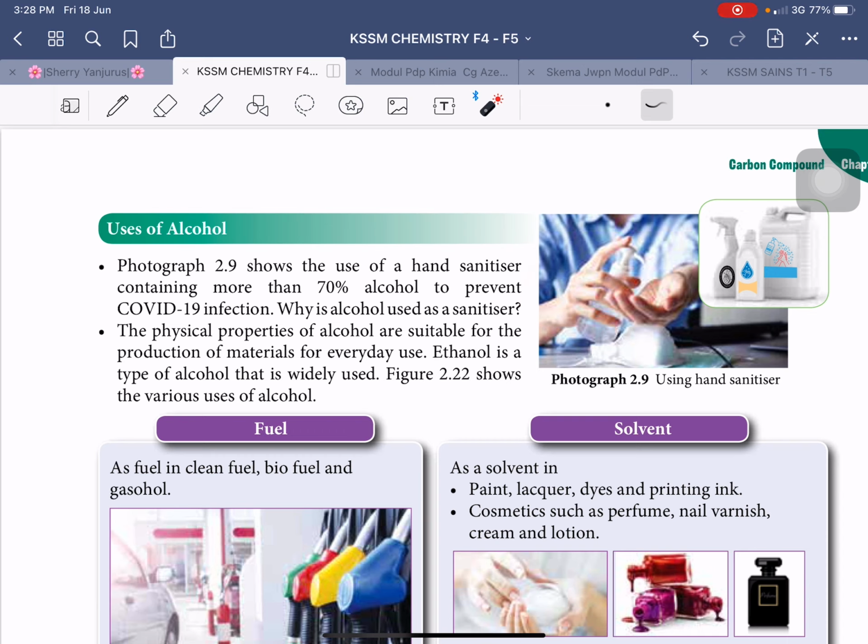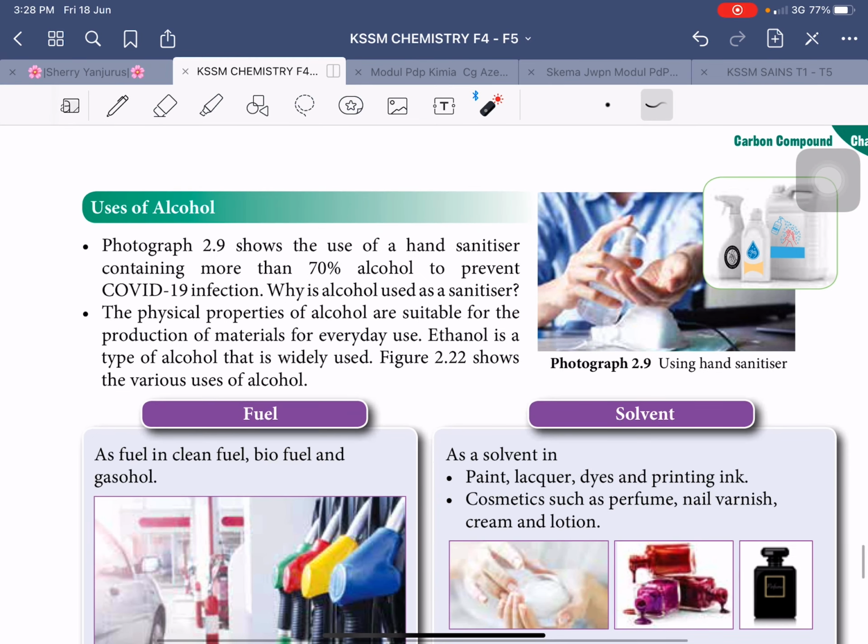This is hand sanitizer kan? Okay, shows the use of hand sanitizer containing more than 70% of alcohol to prevent COVID-19 infection. So why alcohol is used as sanitizer? The physical properties of alcohol are suitable for the production of material. So kenapa alkohol sesuai digunakan dalam hand sanitizer? It's because it evaporates easily. Okay, dia meruap dengan mudah. Sekejap saja kamu rasa sejuk, lepas tu hilang. Maksudnya dia meruap, dia tidak tertinggal dengan lama di atas tangan kita. We use for a while, you feel cold for a while, and then habis, meruap sudah.